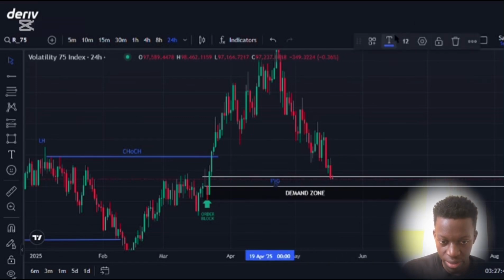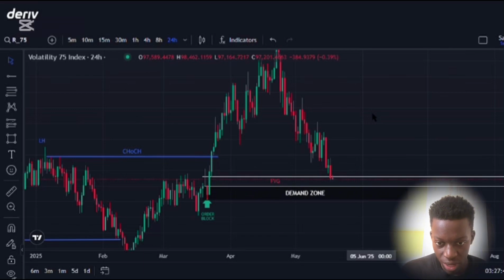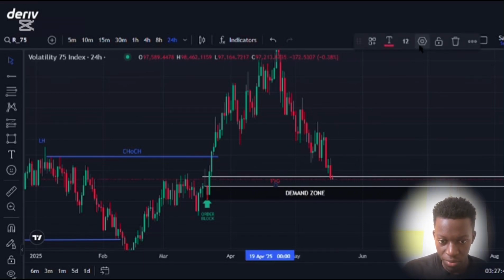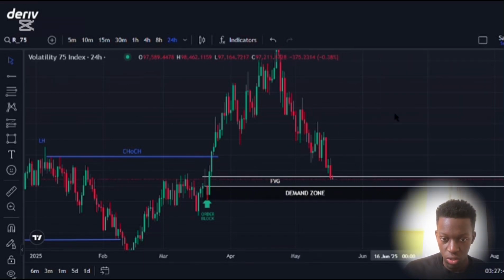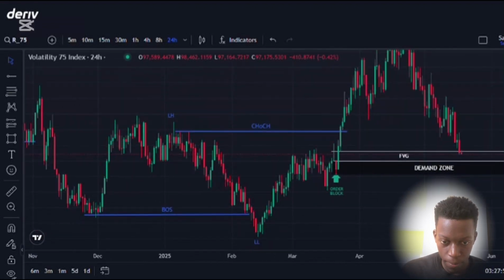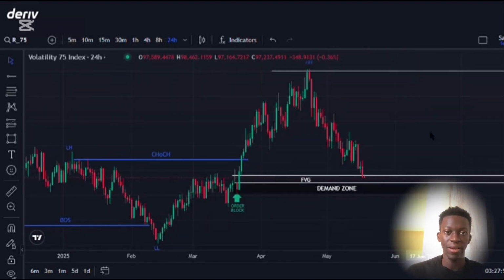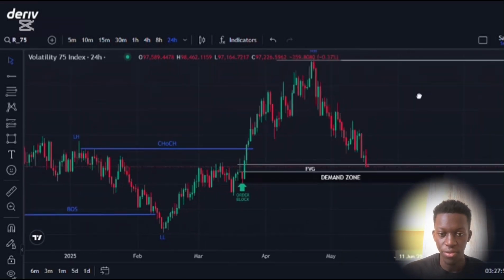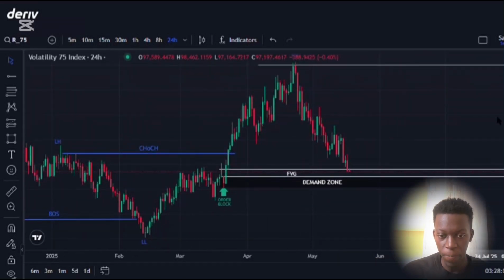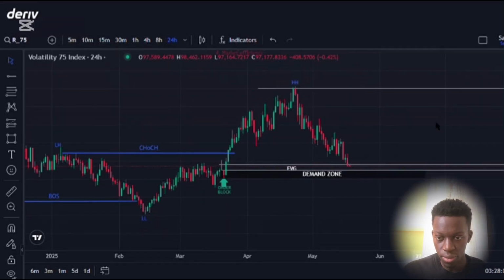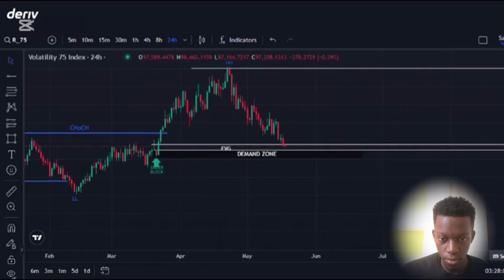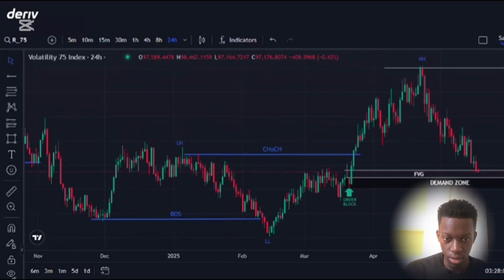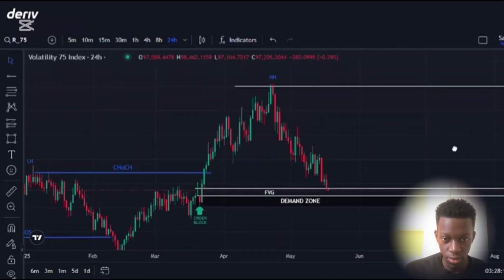This is a zone where there is the gap, so it's already retesting the zone, but we are looking at buying at a point at which the market will touch this demand zone down here. So it's not only the fair value gap that we're interested in, but we want the market to touch the demand zone before we can enter a buy. So this is how the outlook is.